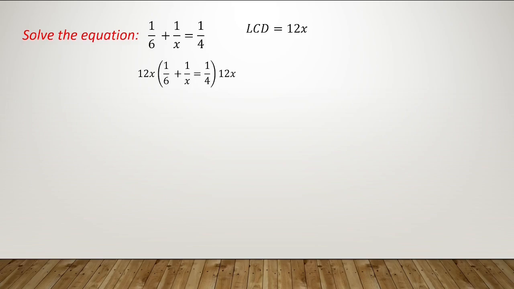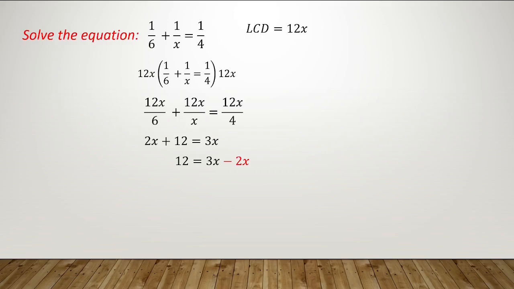We can actually cancel for each term, but I would like to distribute 12x to all the terms. So we have 12x over 6, 12x over x, 12x over 4, and then we have 2x coming from 12x over 6, and then we have 12 from 12x over x, 3x from 12x over 4. So let us combine similar terms. 2x will go to the right-hand side as negative 2x. Therefore, x is equal to 12.